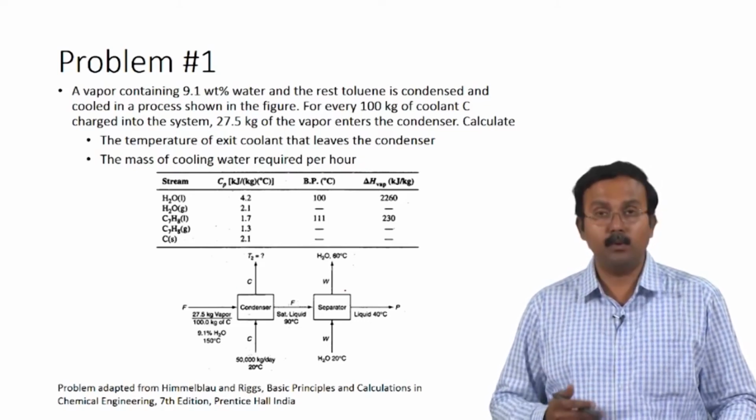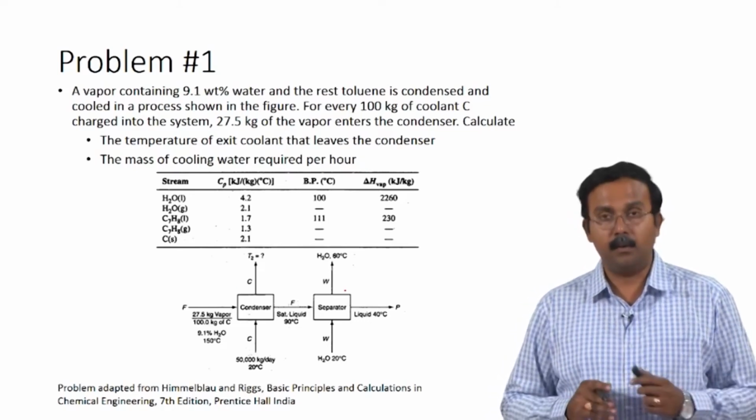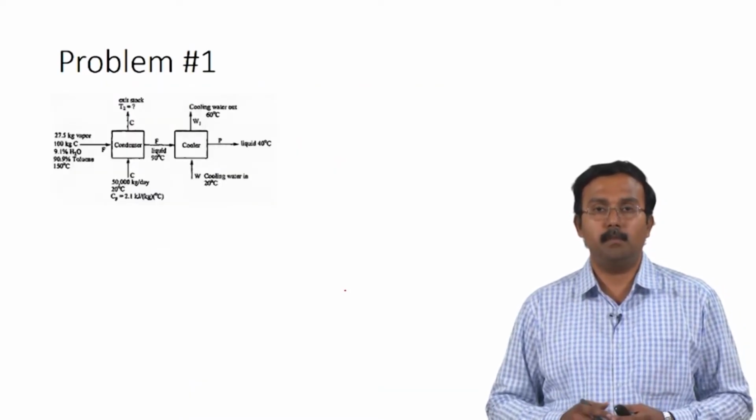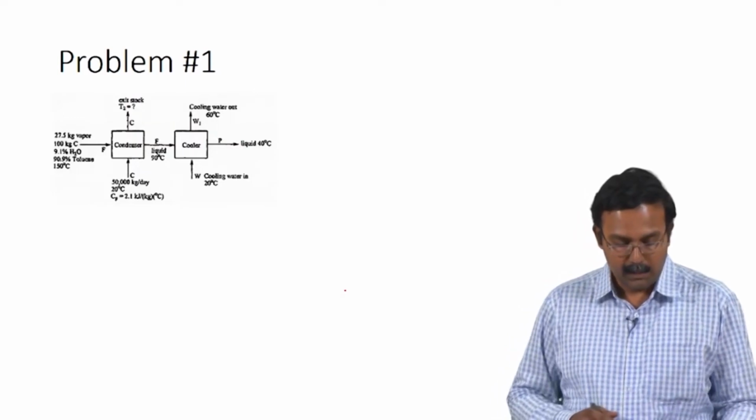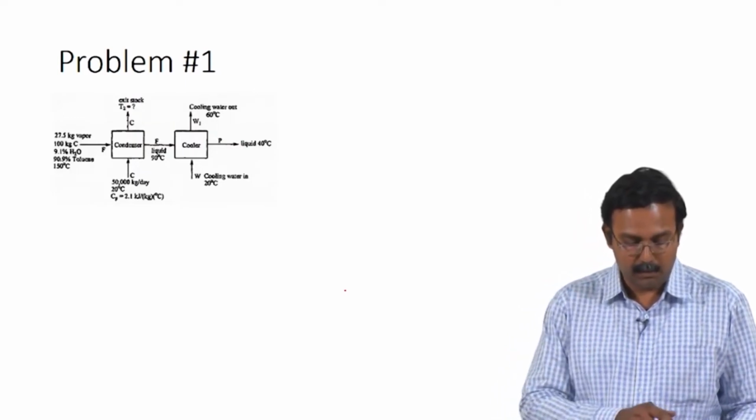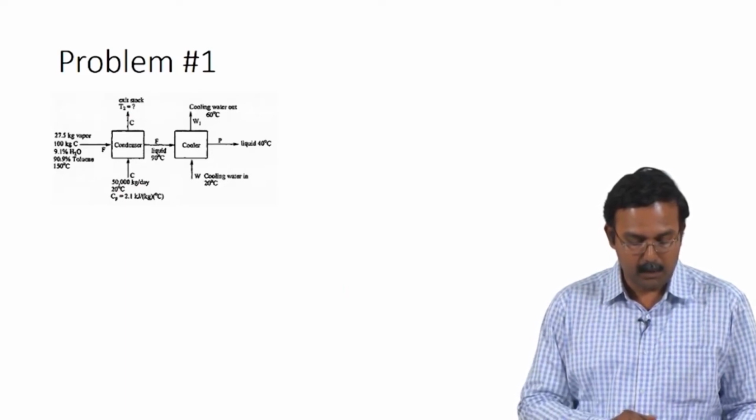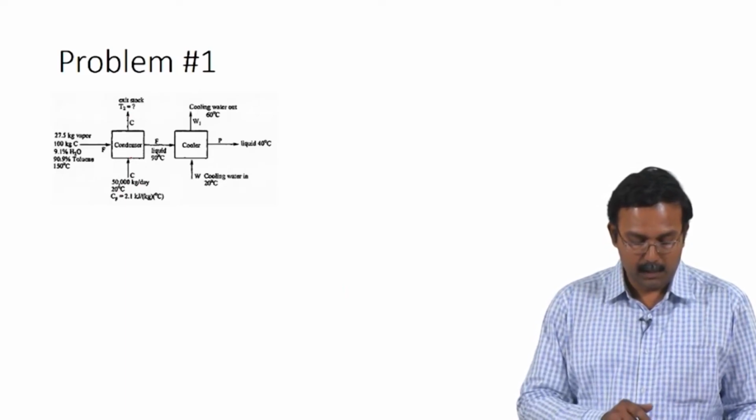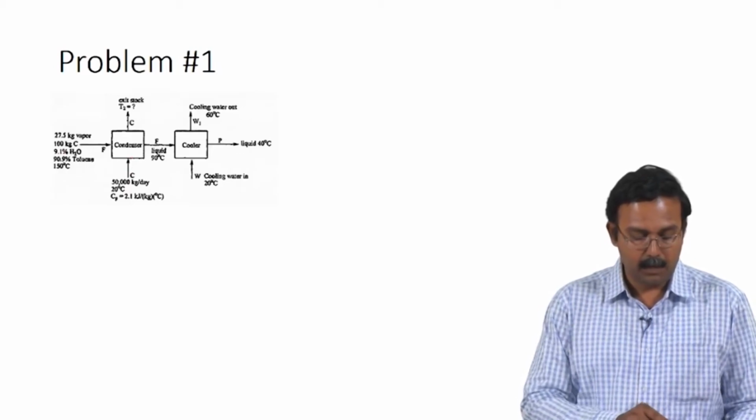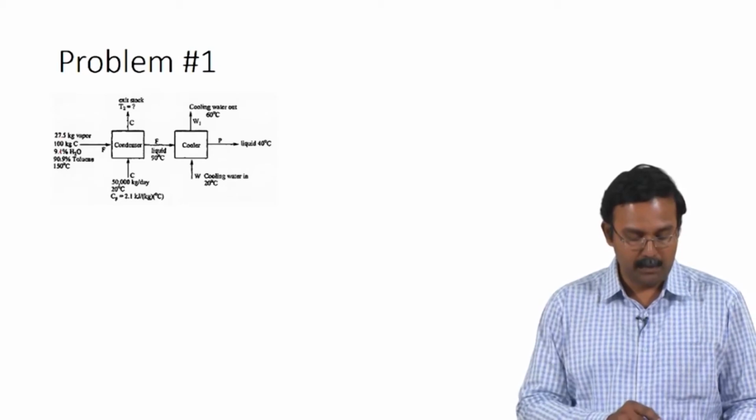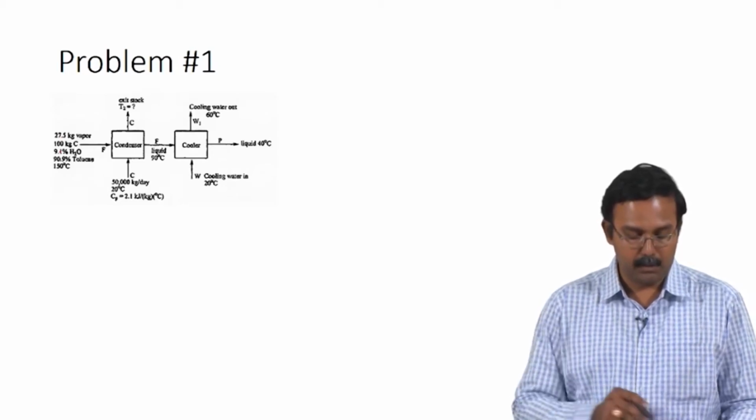So, in the second case the coolant is the water. With this information, let us now look at solving this problem. So, here is the flow chart. We have the information that we have entered. So, you have 50,000 kilograms per day of coolant coming in, and we know that for every 100 kilograms of coolant you have 27.5 kilograms of vapor which is being fed.